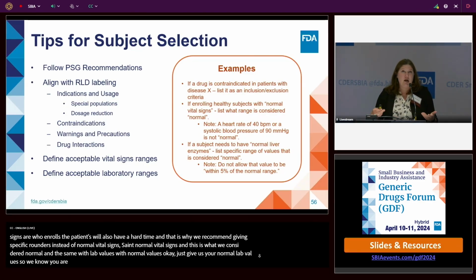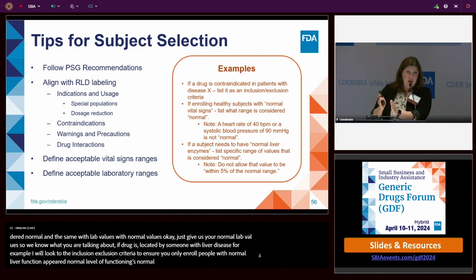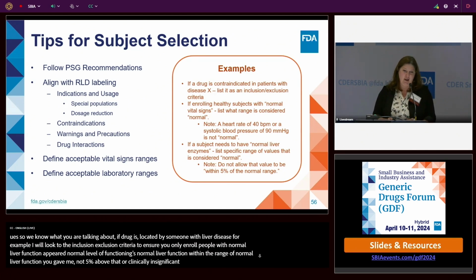If a drug is contraindicated, say in people with liver disease, then again, I will look to the inclusion-exclusion criteria to make sure that you're only enrolling people with normal liver function. And normal liver function means within the range of normal liver function that you gave me, not 5% above that or clinically insignificant liver values.